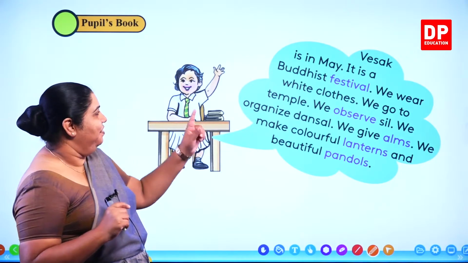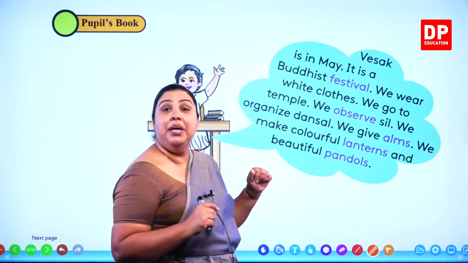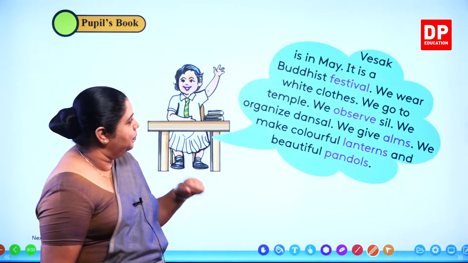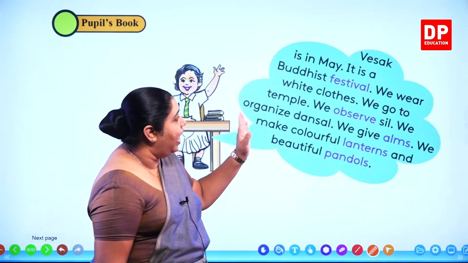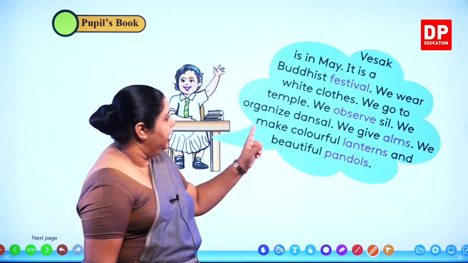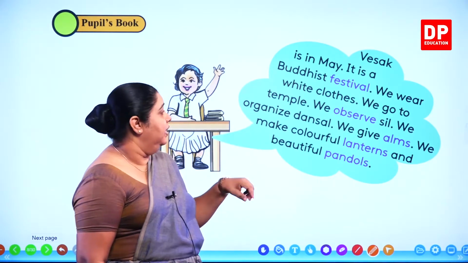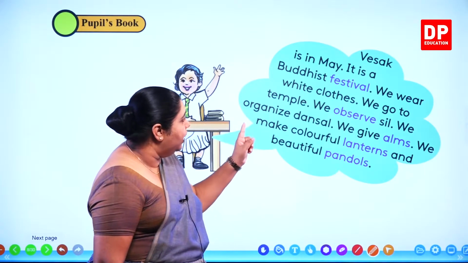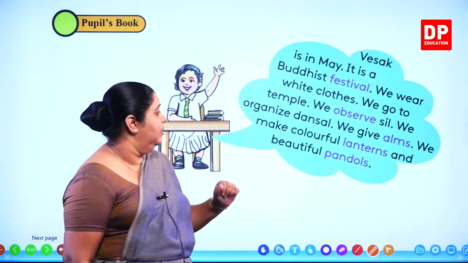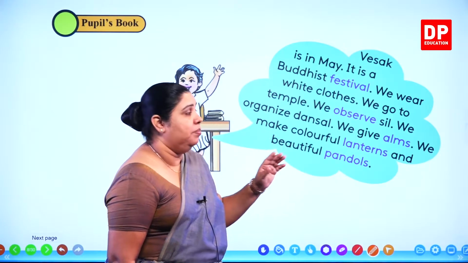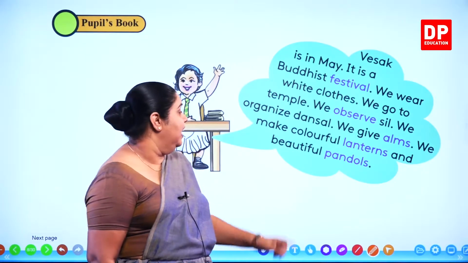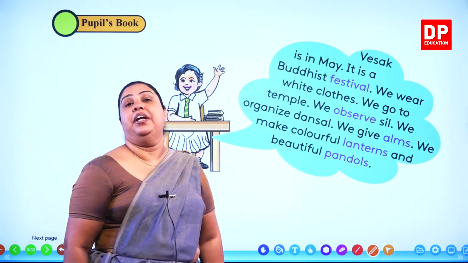Vesak. Vesak is in May. It is a Buddhist festival. We wear white clothes. We go to temple. We observe Sil. We organize Dansal. We give alms. We make colorful lanterns and beautiful pandals.